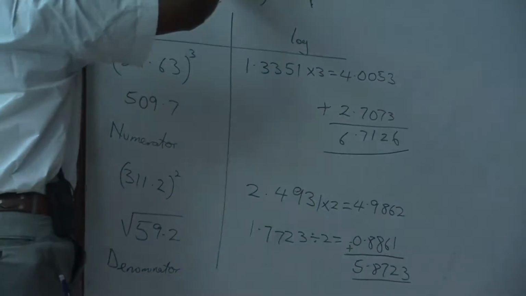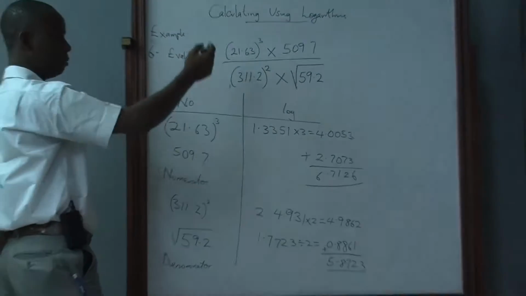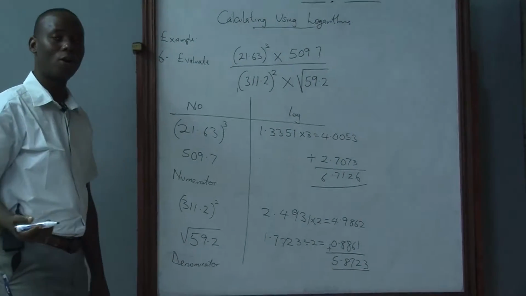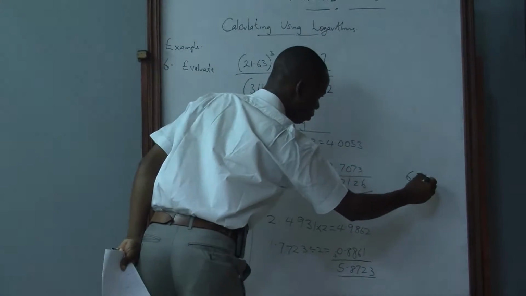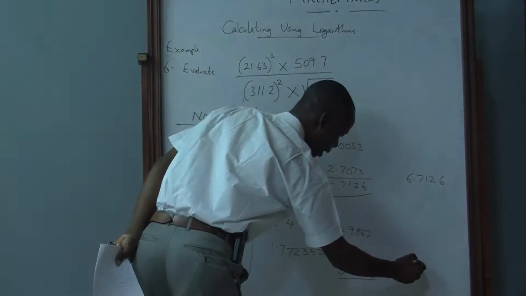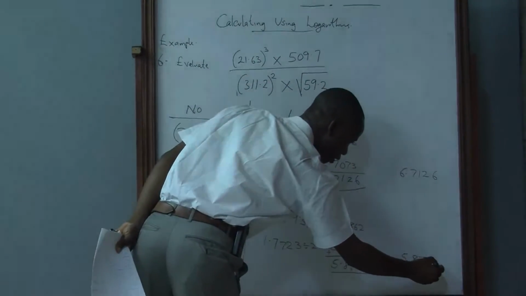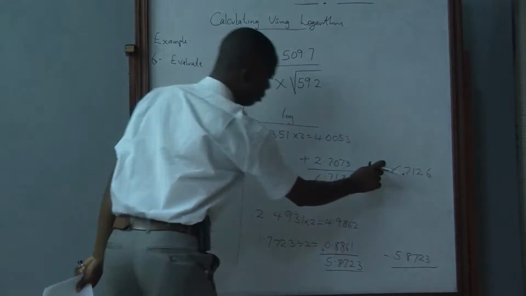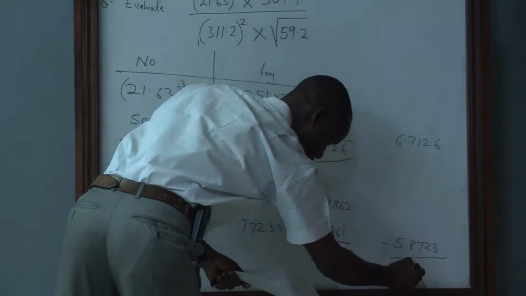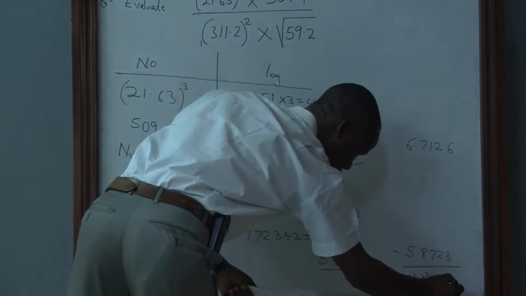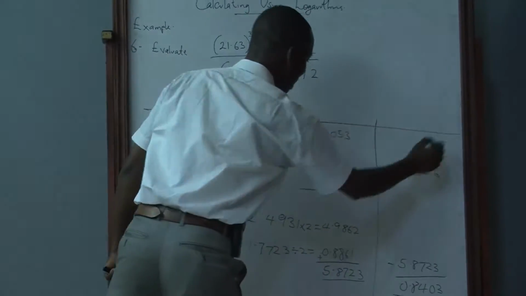So we have the numerator, we have the denominator. The function, we're dividing them. So if we are dividing, what we're going to do to their log will just be for us to subtract. We are subtracting 5.8723 from 6.7126. The result there is 0.8403. That is the total value we have.